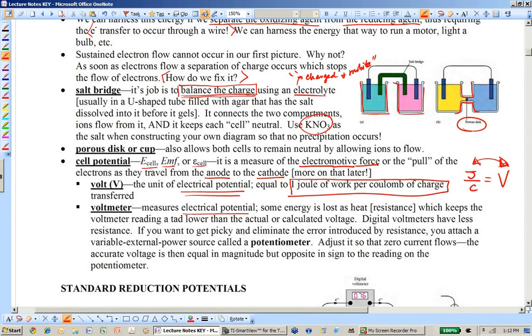And digital voltmeters have a lot less resistance than the old-fashioned analog, or read-this-needle-on-a-scale, kind. And if you want to get picky and eliminate the error introduced by resistance, you attach a variable external power source called a potentiometer. Nobody's going to ask you this, okay? This is just for your edification. A potentiometer, and adjust it so that zero current flows. And the accurate voltage is then equal in magnitude but opposite in sign to the reading on the potentiometer.